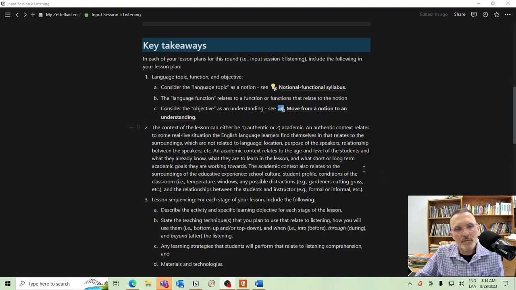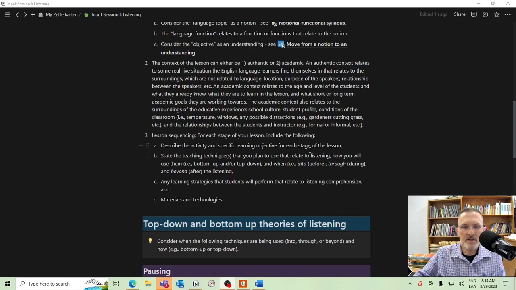Now, the last point I want to mention here is the lesson sequencing, that is, the stages of your lesson. And this is what I would think about. Describe the activity and specific learning objective, whether you use a table, which some of you are using, or whether you're just describing each of the lesson stages. Try to include or mention both the learning objective for that particular stage and describe the activity. Describe what you're asking your students to do or to perform in that particular stage.